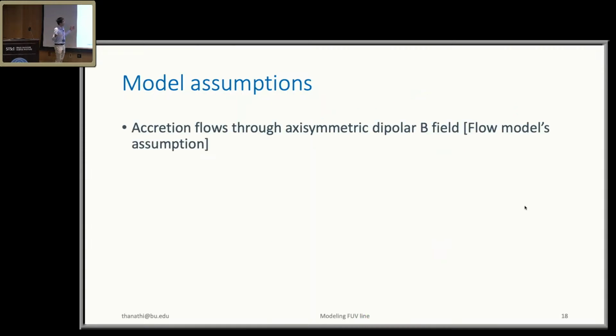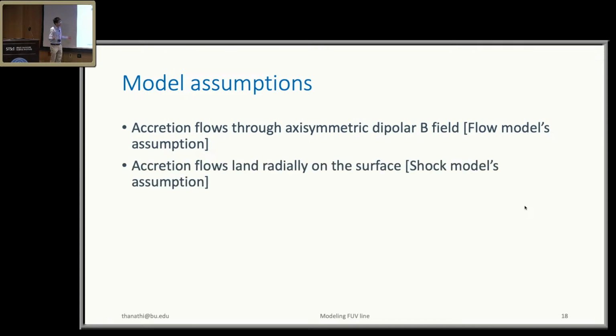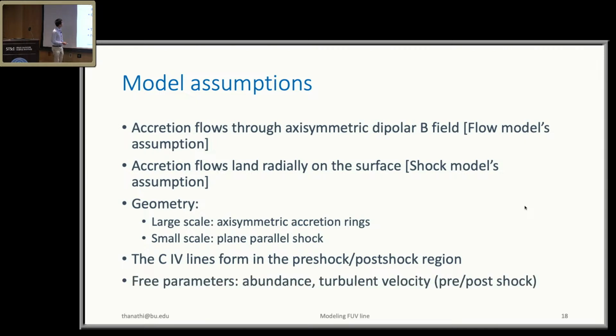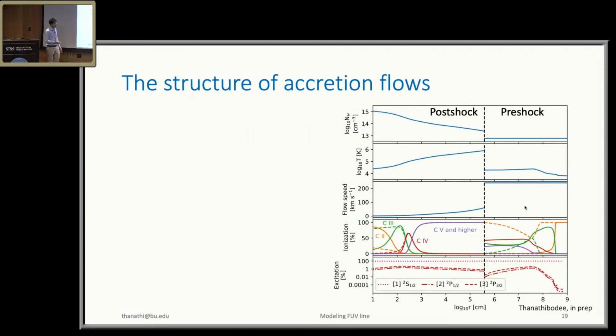So we assume for the models that the flow is axisymmetric. So you have a ring, and it lands radially on the surface, so there's no slant accretion flow. The large scale is a ring; on small scale, we assume plane parallel in calculating the line. And we assume for this model that the carbon 4 lines come from the pre-shock and post-shock. We set some free parameters, abundance, turbulent velocity. So here's the thermal and also atomic structures of the accretion flow.